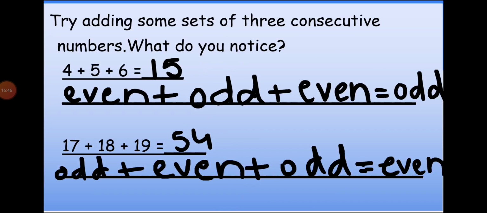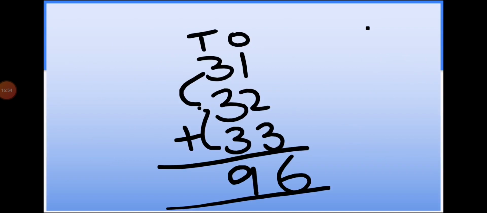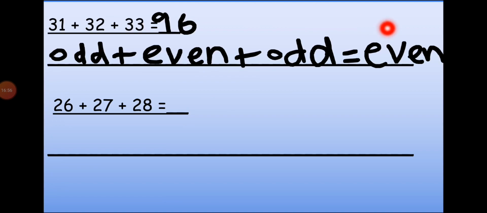You can see the pattern here. When we start with even in consecutive numbers, we get the answer in odd. When we start with the odd number, we get even in the answer. Odd, then we get even. Simple. Now, the next 3 consecutive numbers again, 26, 27, 28.